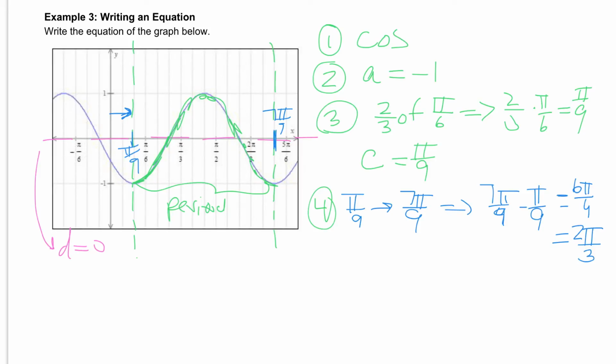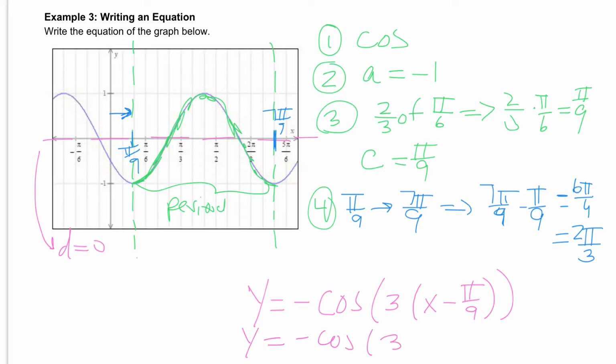And now we're ready to write our equation. So we can write our graph. Our answer would be y equals negative cosine of 3 times x minus pi over 9. And there's no shift up or down. And then what we're doing is we're going to multiply the 3 throughout. So we get y equals negative cosine of 3x minus pi over 3.